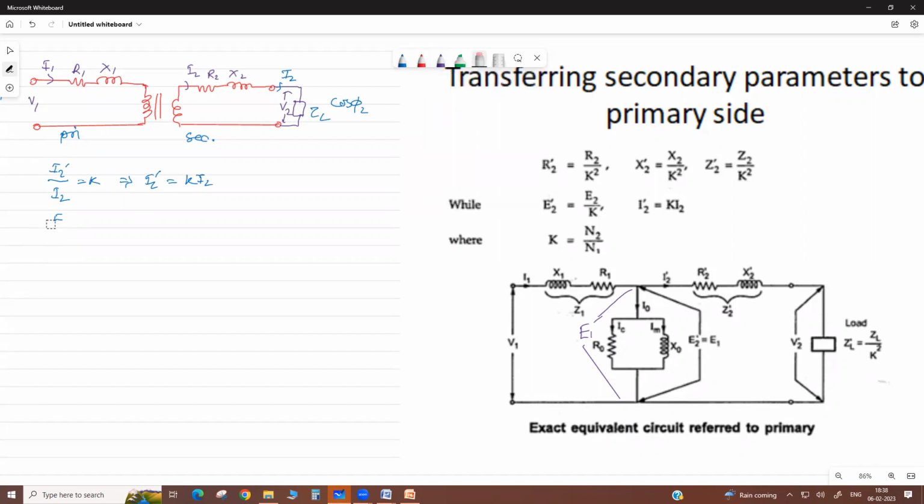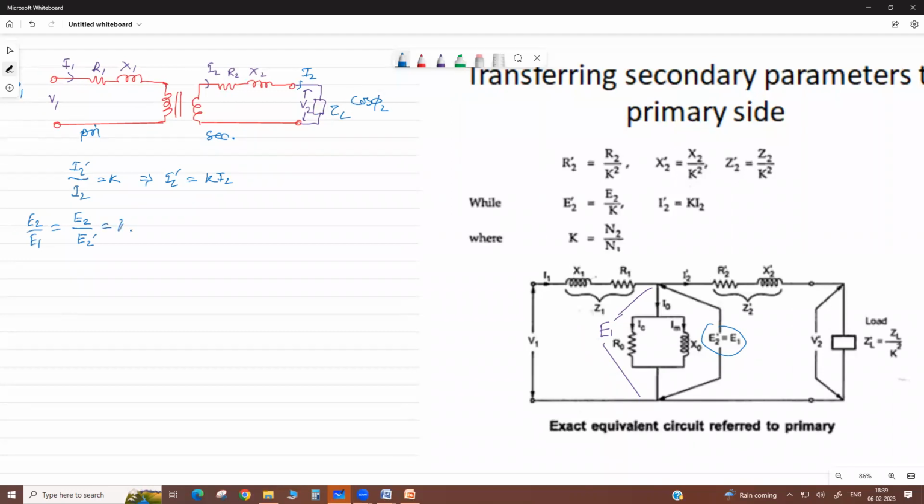And your voltage, if we transfer the voltage, this E2 by E1 means E2 dash is E. Here it is written E2 dash equals E. So in your turn ratio, this E2 by E1 equals K. Then therefore E2 dash equals E2 by K. So if we transfer the voltage, similarly you can write V2 dash equals V2 by K. So your current is multiplied, voltage is divided.